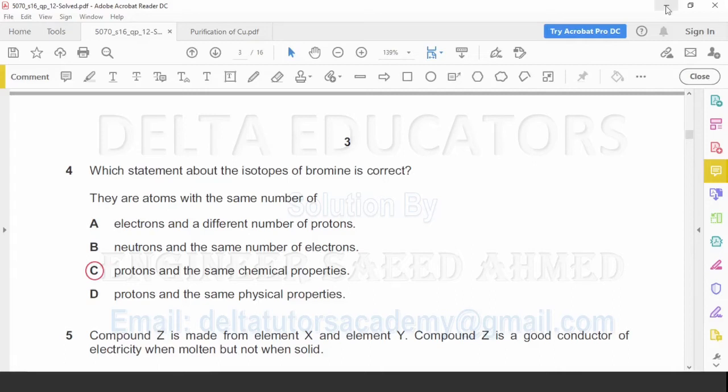Question number 5. Compound Z is made from element X and element Y. Compound Z is a good conductor of electricity when molten but not when solid. Ionic compounds are good conductors of electricity in molten or aqueous state, but they are bad conductors of electricity in solid state. So here compound Z will be an ionic compound.